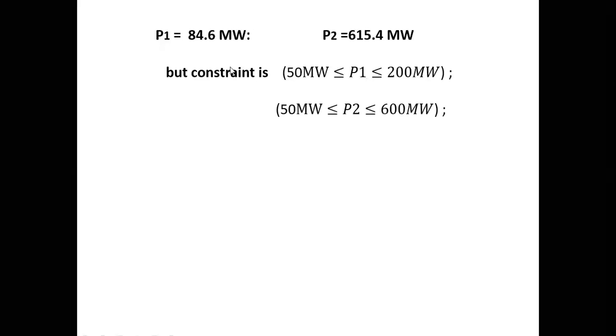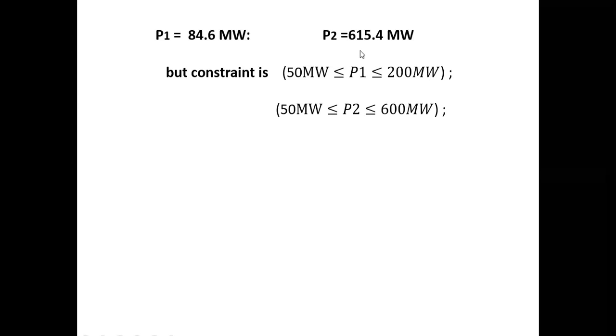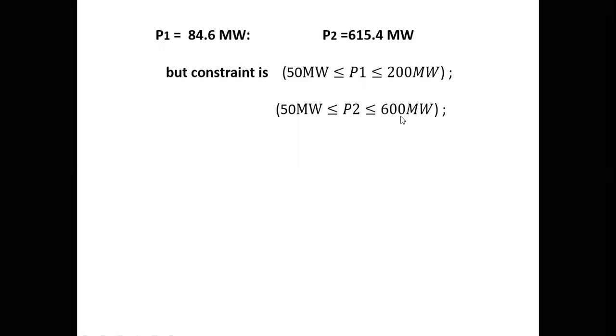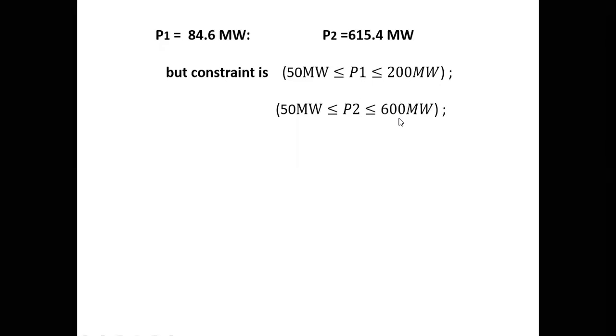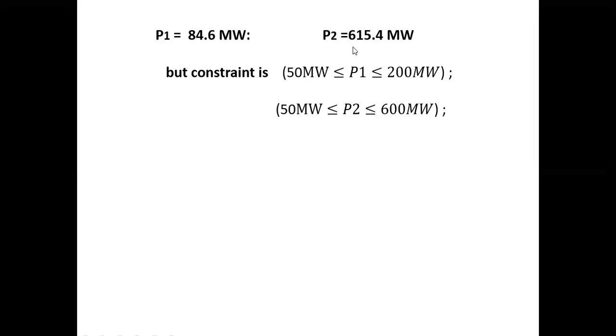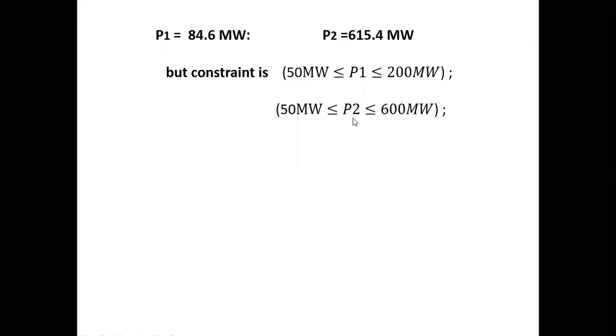When you see, P1 is present in the given range. But what about our P2? All of you please concentrate here because this is very, very important. Whatever the P2 is there, that P2 has crossed the upper limit. From the given data, our P2 upper boundary is only 600 megawatts, whereas we got P2 equals 615.4 megawatt. So from our observation, it is clear that P2 has violated the constraint.